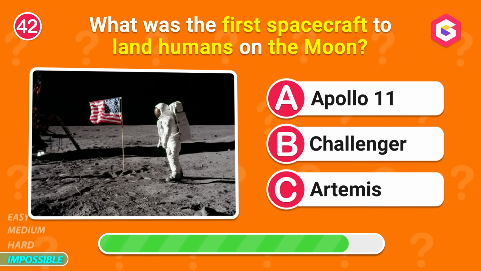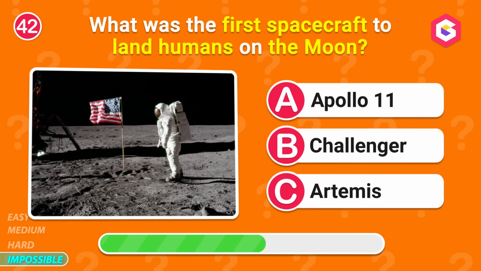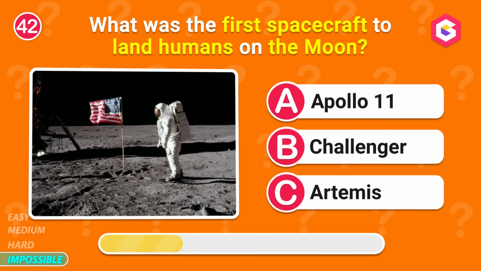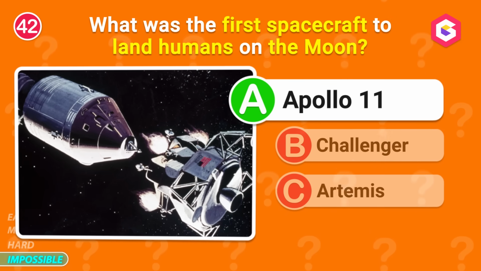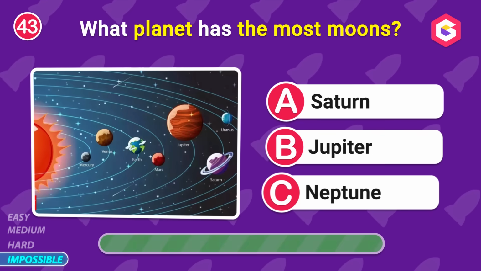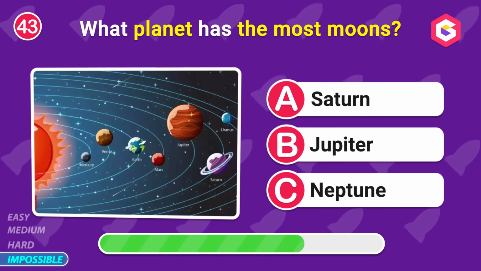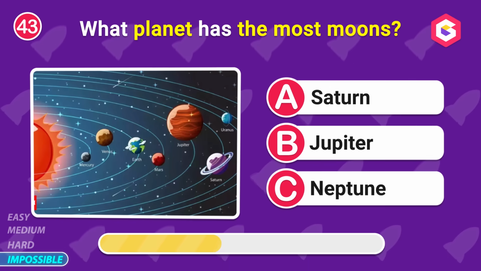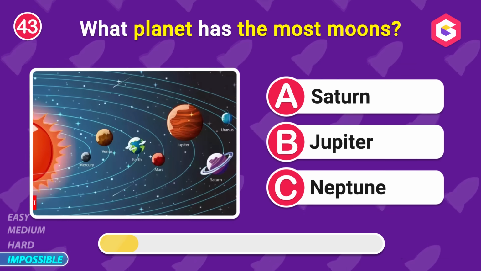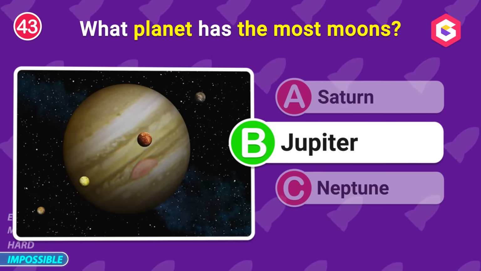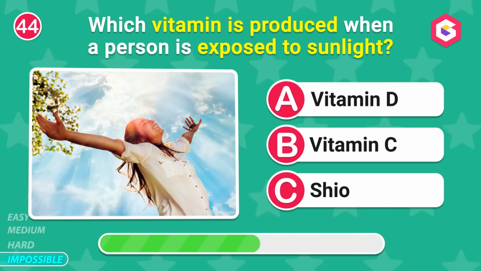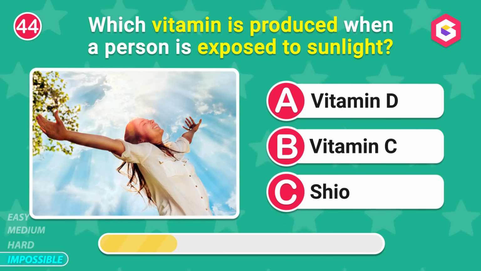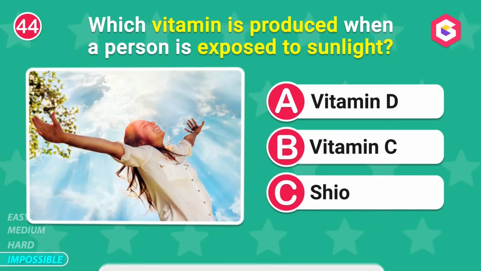What is the first spacecraft to land humans on the moon? Apollo 11. What planet has the most moons? Jupiter. Which vitamin is produced when a person is exposed to sunlight? Vitamin D.